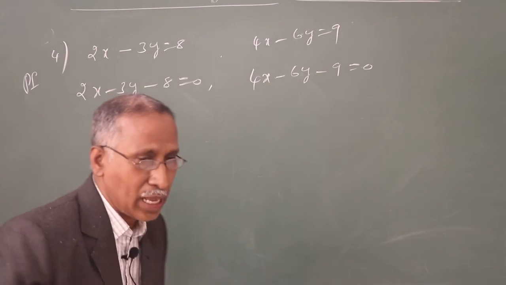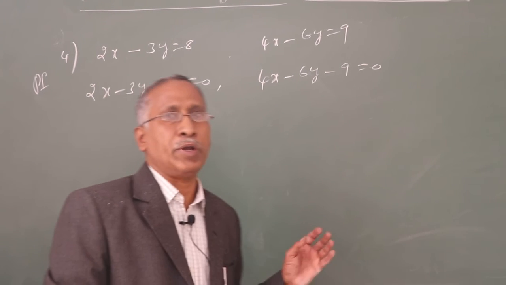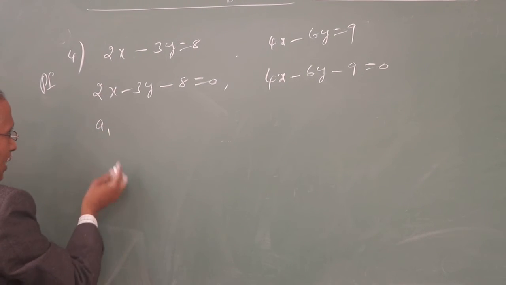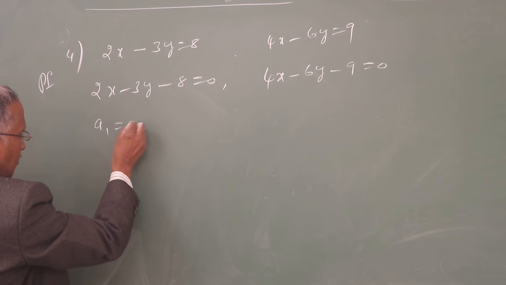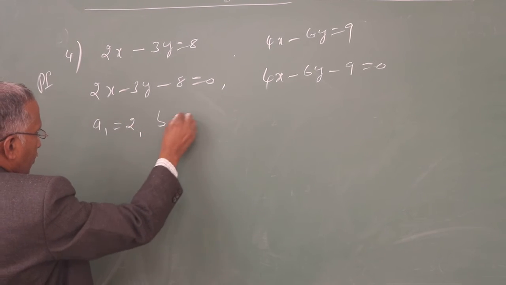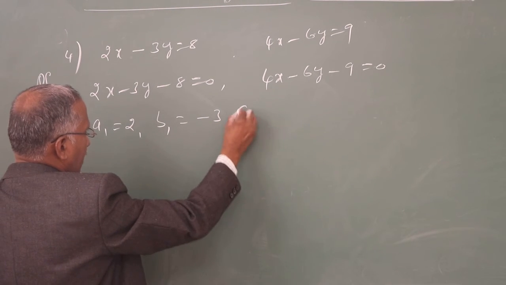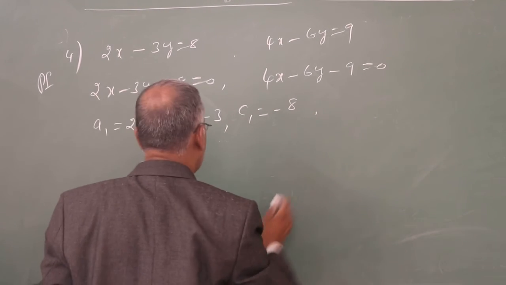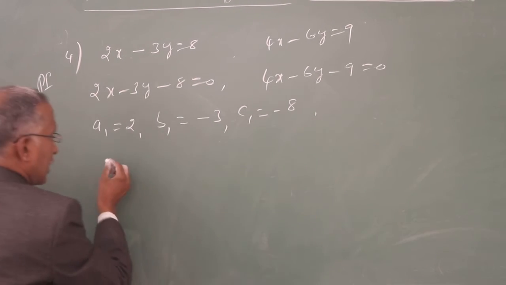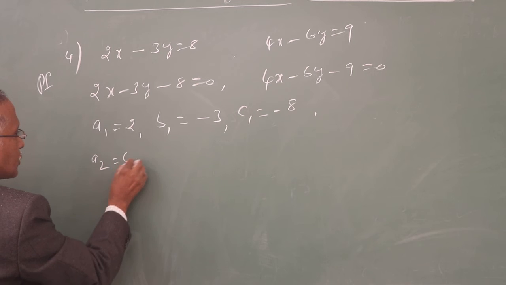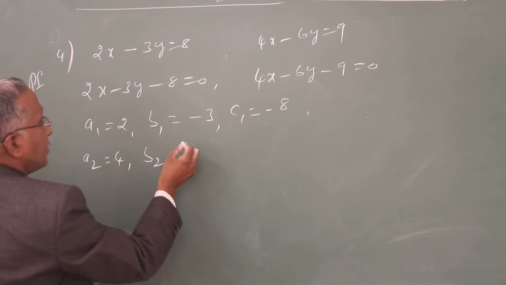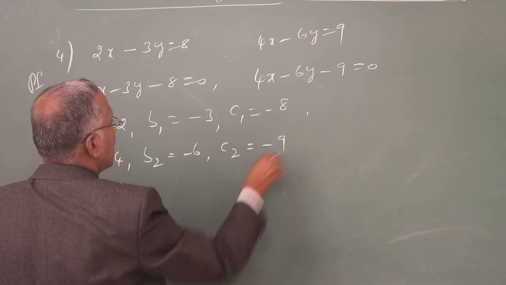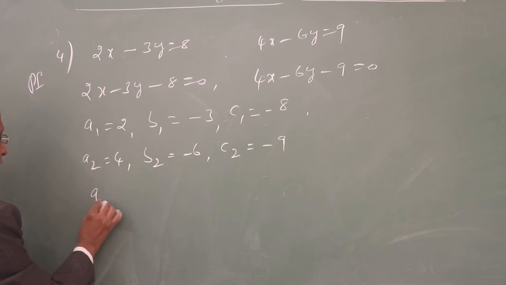Now, find out A1, B1, C1, A2, B2, C2, then we can decide what it is. A1 is equal to 2, B1 is equal to minus 3, C1 is equal to minus 8. Next, A2 is equal to 4, B2 is equal to minus 6, and C2 is equal to minus 9. Ratios you can find out.